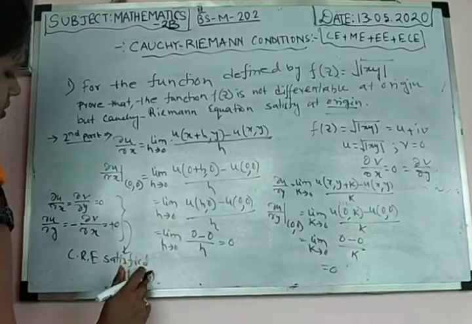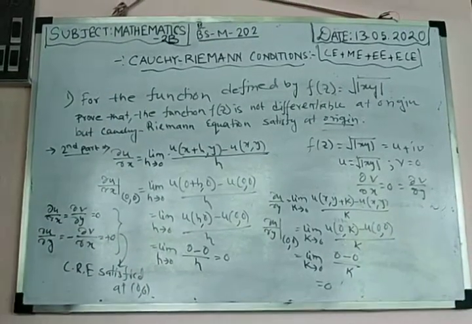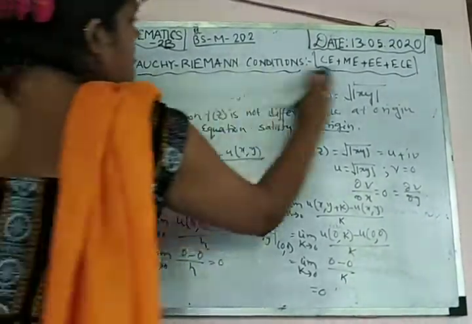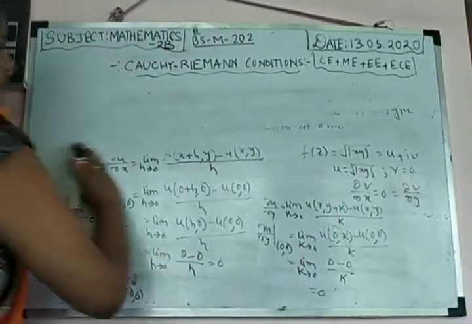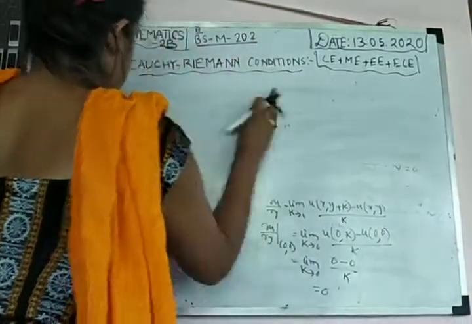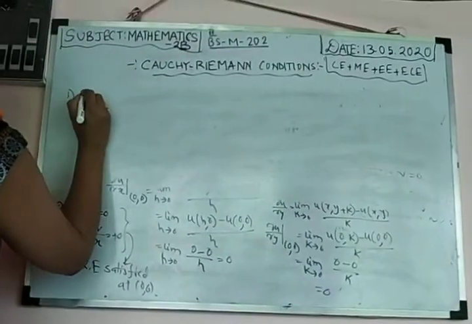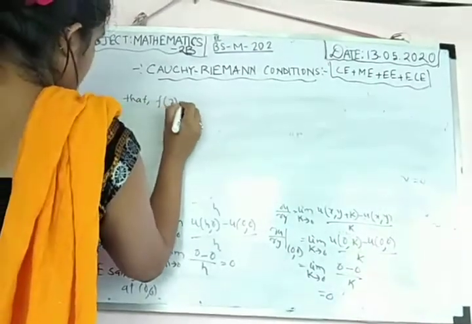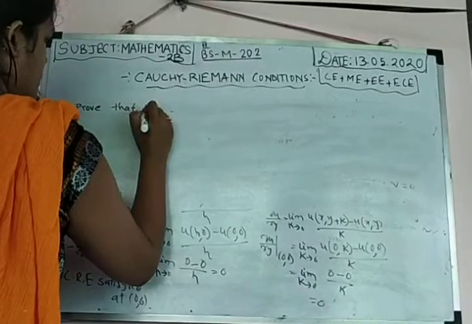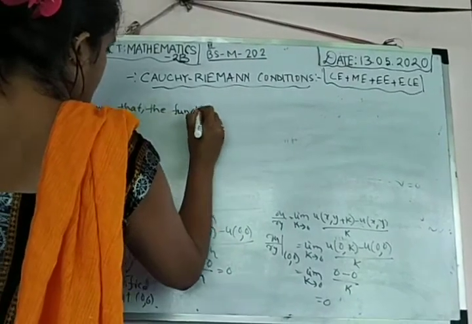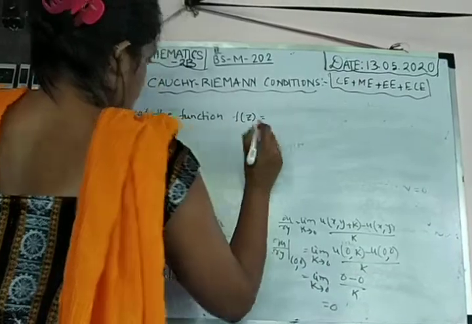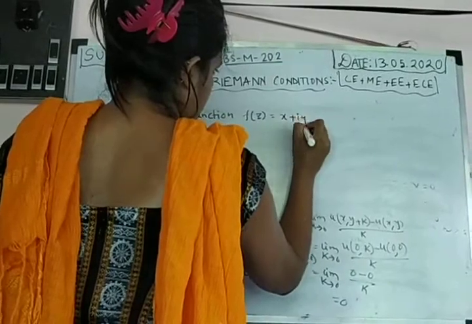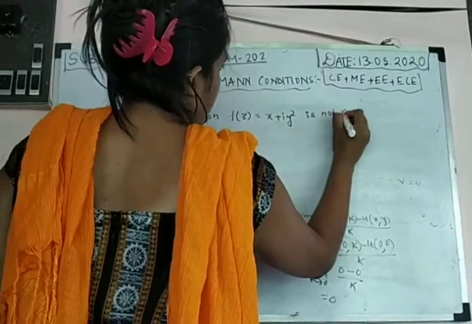So, done. Okay students, I hope all of you understand this. So remember our task for today. First, number 1, prove that the function f(z) equals (x plus iy) squared is not analytic.